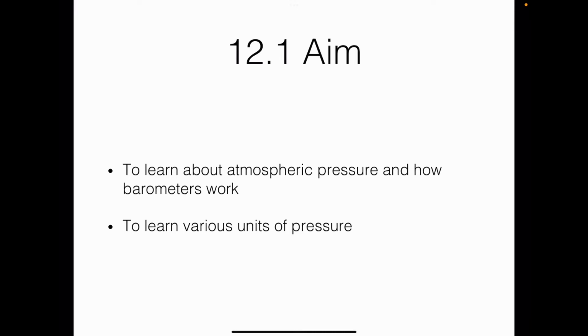Chapter 12 is about gases, and in this chapter we're going to be looking at how different variables come together to create the pressure, temperature, and volume relationships we see among gases. So our ultimate goal here is to be able to understand the mathematical relationships that happen in any given sample of gas and the changes that those variables undergo. So in 12.1, we first have to learn about atmospheric pressure and how barometers work, and then we're going to talk about various units of pressure.